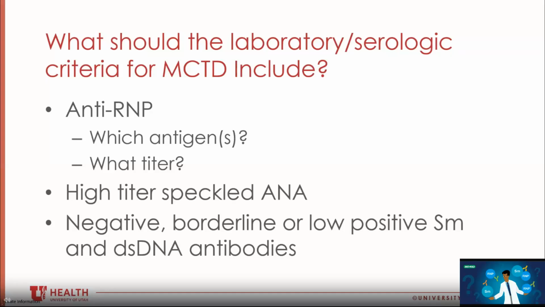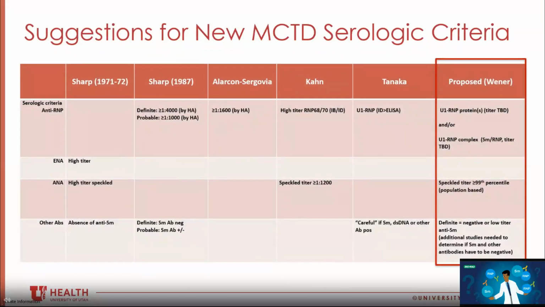Of note, a few years ago at the International Congress on Autoimmunity in Athens, Greece in 2022, Dr. Mark Werner of the University of Washington proposed new serologic criteria for mixed connective tissue disease, which included these recommendations with an additional specification that the titer of speckled ANA required be greater than the population-based 99th percentile, determined using a healthy control population. Although, as mentioned on the previous slide, additional studies are required before more specific criteria can be defined.